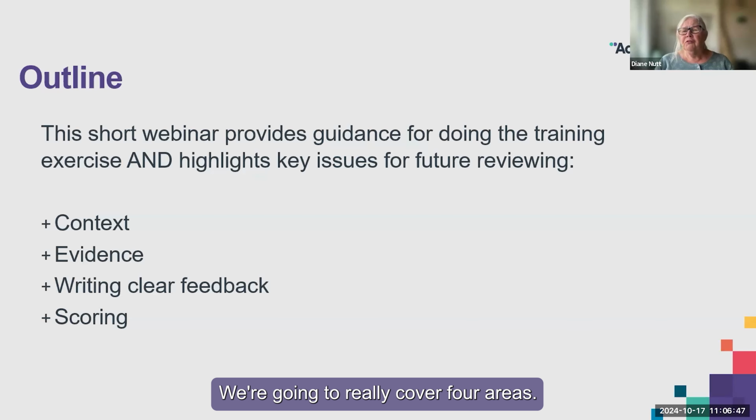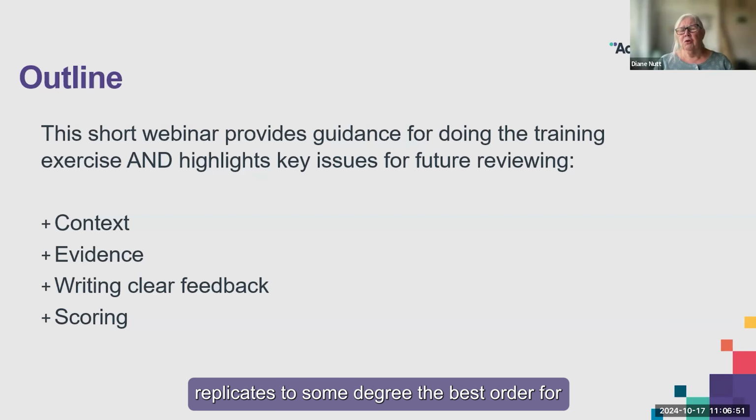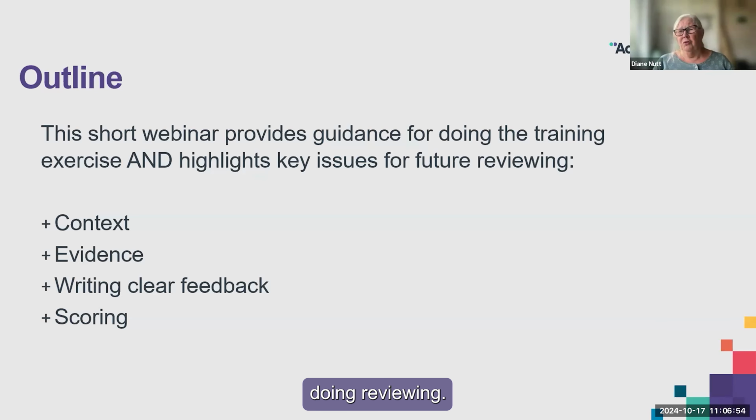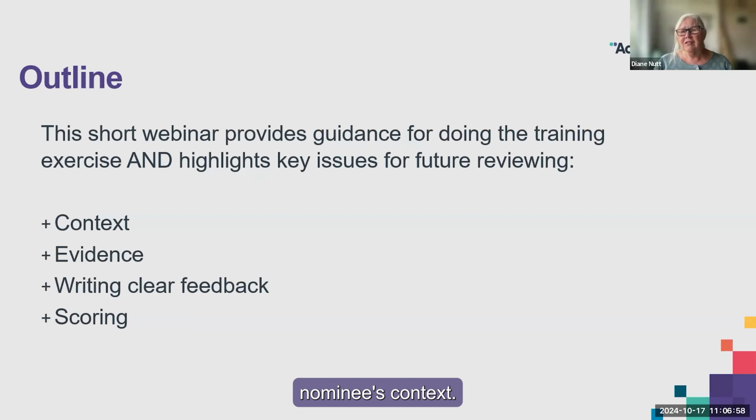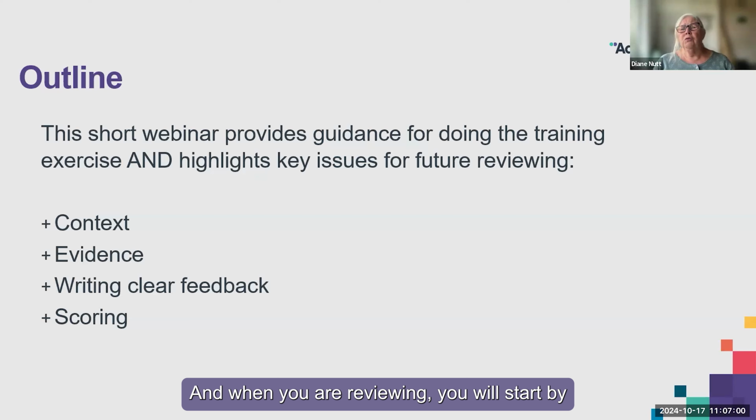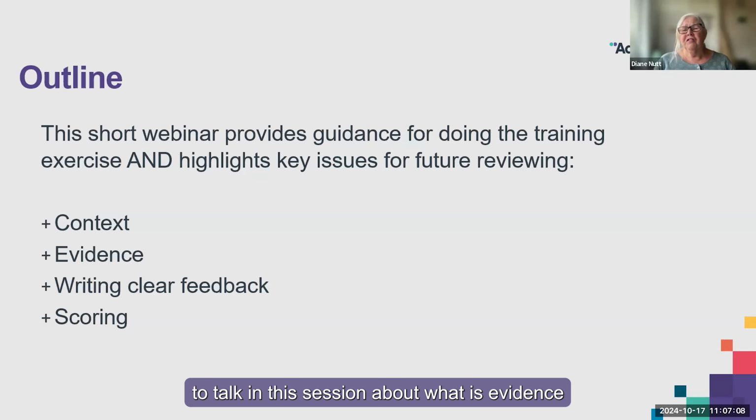We're going to really cover 4 areas, and the order in which we're covering them replicates to some degree the best order for doing reviewing. So we're going to start by talking about the nominee's context. When you are reviewing, you will start by thinking about the nominee's context before you actually look at the evidence they're providing. You then look at the evidence, and we're going to talk in this session about what is evidence and how to make some assessments around that.